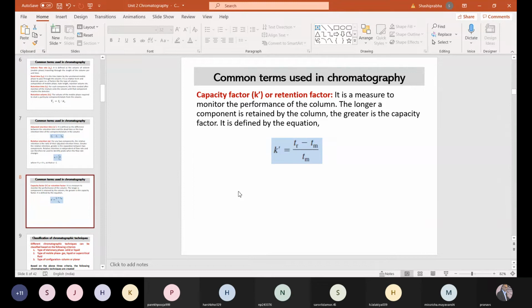The longer a component is retained on the column, the greater is the capacity factor K dash. The more time it stays inside, the greater the capacity factor will be. And that is simply the adjusted retention time, TR minus TM, divided by the dead time. What you get is the capacity factor or retention factor. So the greater the value for the two components, the greater would be the performance of the column. Now the question is how much greater.